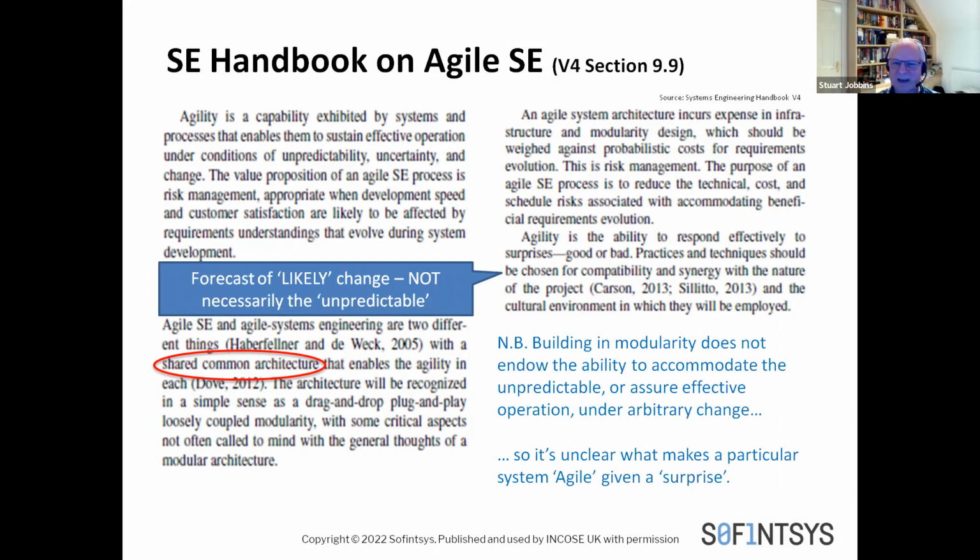So building in modularity doesn't endow the ability to accommodate the unpredictable or assure effective operation under arbitrary change. That's the point. So if I go back to what Agile's sort of mantra was, well, let's accept any change and we can deal with it. So it's unclear to me what makes a particular system agile given an unpredictable surprise.